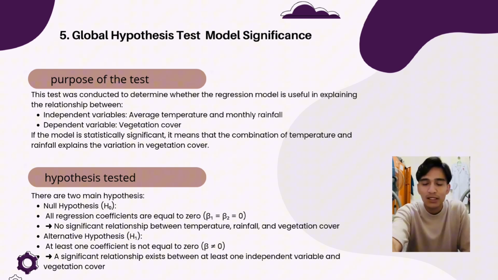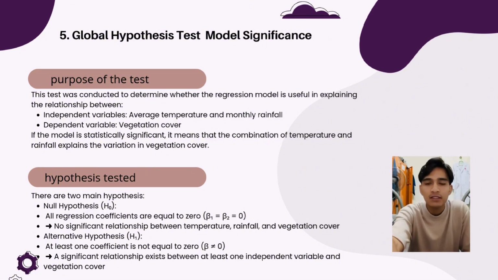Assalamualaikum warahmatullahi wabarakatuh. I want to present question number 5, Global Hypothesis Test, Model Significance. The purpose of this test is to determine whether the regression model is useful in explaining the relationship between the independent variables, average temperature and monthly rainfall, and the dependent variable, vegetation cover. If the model is statistically significant, it means that the combination of temperature and rainfall explains the variation in vegetation cover. Hypotheses tested. There are two main hypotheses.